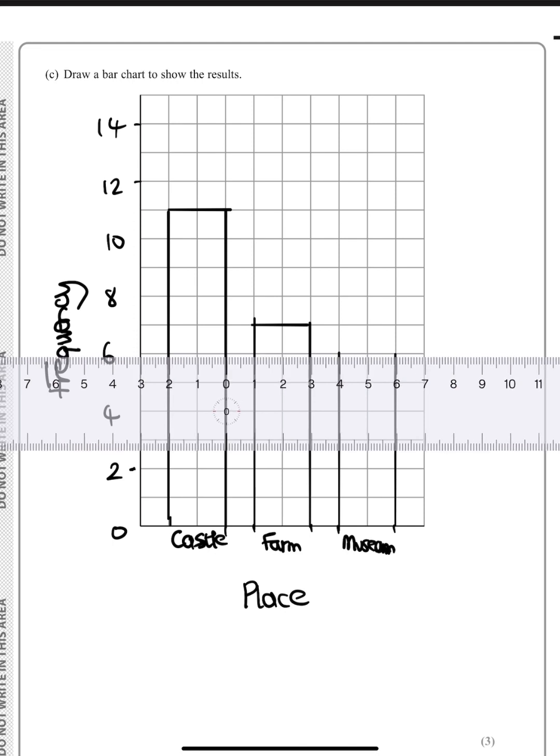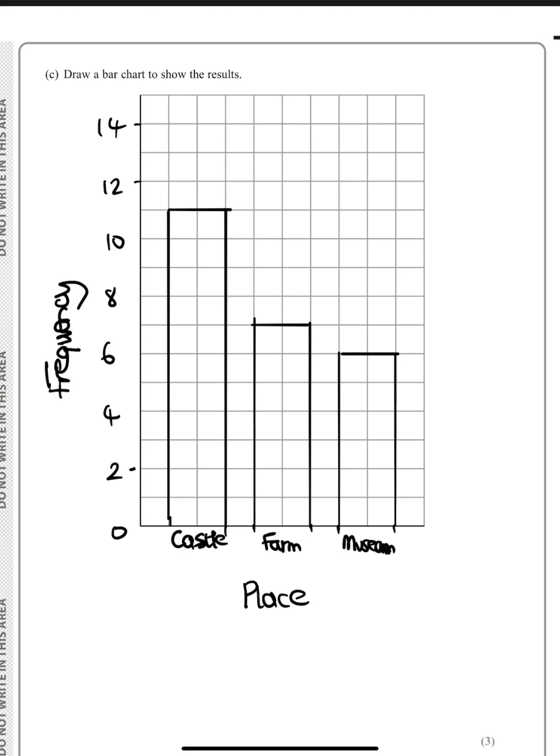Just trying to be as precise as possible. So just taking a note there that I have created 3 bars that are all 2 boxes wide and they have a space between them. I've labeled my axis, my X and my Y as well. And so I know that I've got a good bar chart.